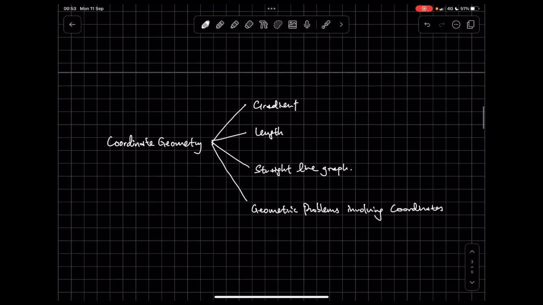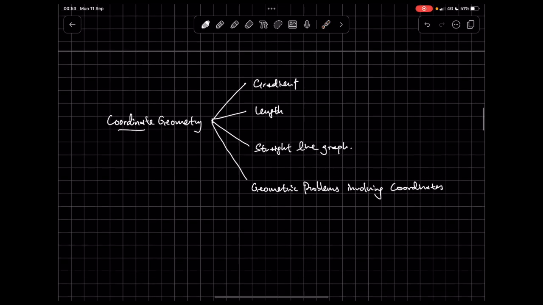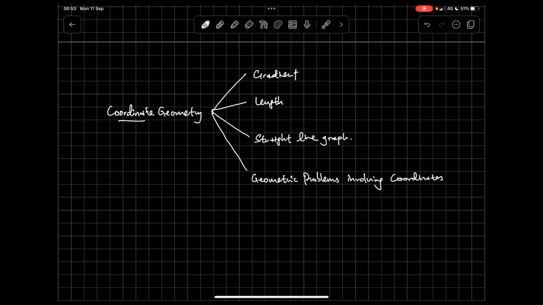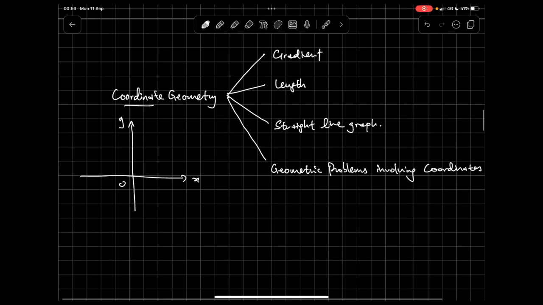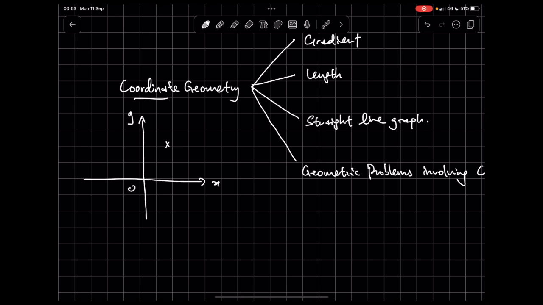Okay, so the idea behind coordinate geometry. When you see the word coordinate, what you think of is drawing graphs, right? So you think of things like your y-axis, x-axis, and then you have points. For example, this point is described as 1, 2, because I drew it like this. So this bracket with 1, 2 inside, this is called a coordinate.